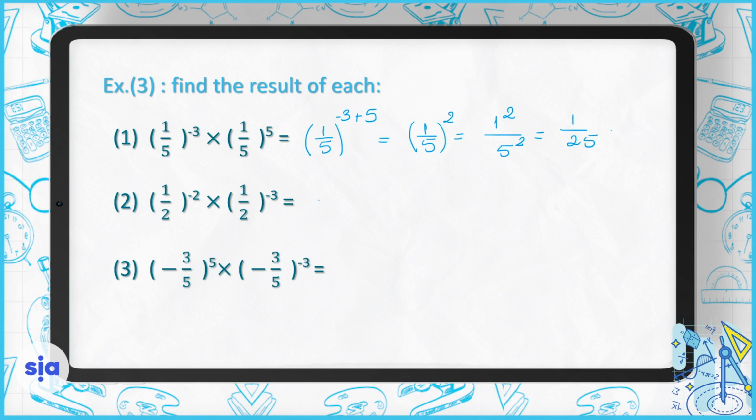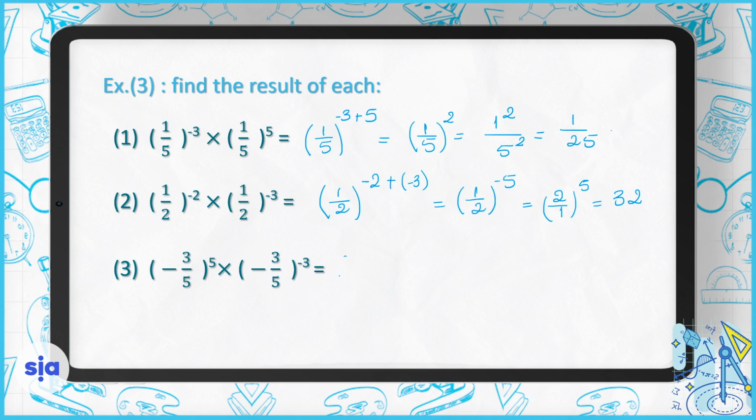Question 2, the base in both fractions is half, so we add the powers, negative 2 plus negative 3, so it's half to the power of negative 5. If we have a negative power, we flip the fraction. It will be 2 over 1, which is 2 to the power of 5. Then the result is 32.